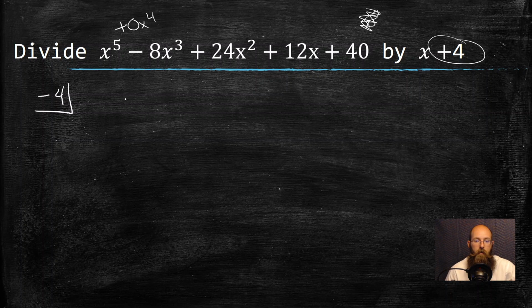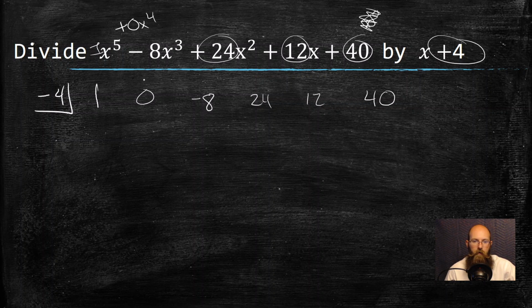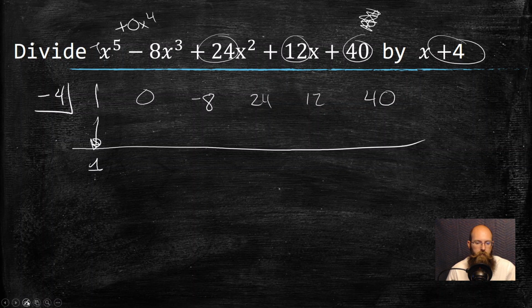All right, so now I need to bring all those down. 1 from here, 0 from 0x to the 4th, negative 8, 24, 12, and then 40. Again, don't forget that 0. Okay, do this big line. And now my first number always comes straight down. And I do my ones weird sometimes. Judge me. I don't care.